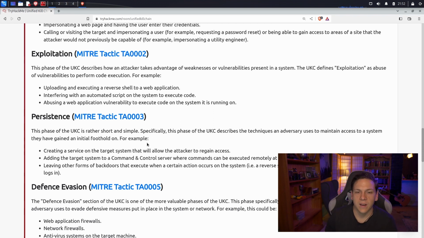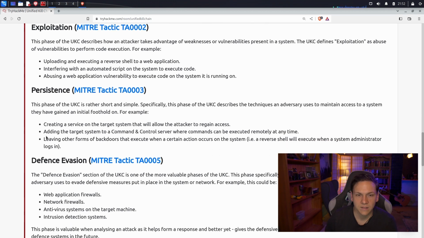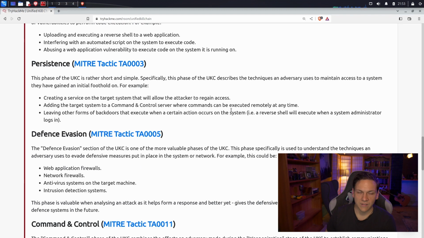For example, creating a service on the target system that will allow the attacker to regain access, adding the target system to a command and control server where commands can be executed remotely at any time, leaving other forms of backdoors that execute when a certain action occurs on the system. A reverse shell will execute when a system administrator logs in. And from the perspective of an attacker, persistence is probably one of the most important post-exploitation techniques that need to be followed up. Once you've gained access, establishing persistency should be the next step.